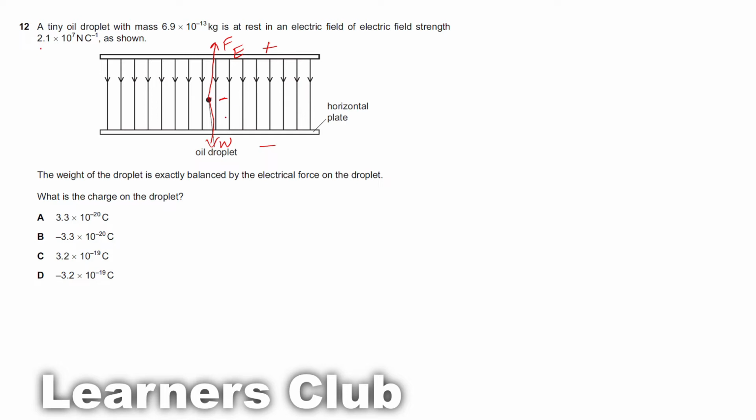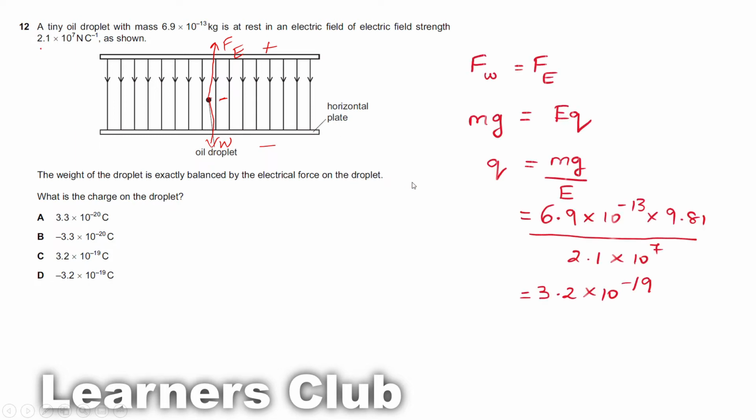Now the question is, the weight of the droplet is exactly balanced by the electric force on the droplet. What is the charge on the droplet? In order to find the answer to this question, you need to equate this weight to the force due to the electric field. So I have done this: one is force due to the weight, in other words, you can write weight. As they say, it is exactly balanced.